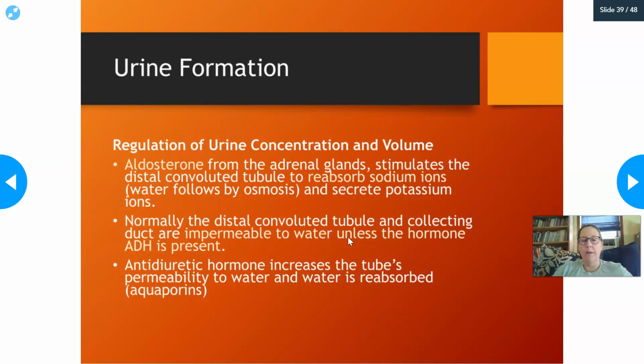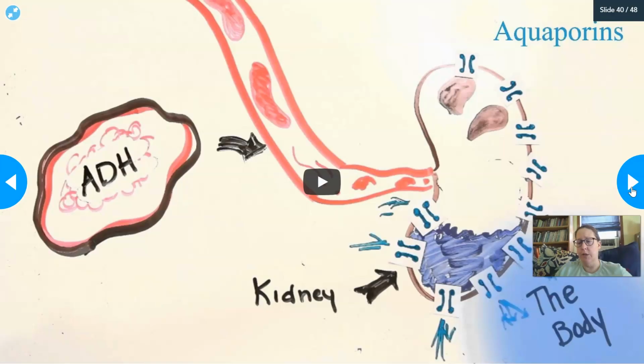So again, antidiuretic hormone moves water only, whereas aldosterone moves sodium, which moves water. Antidiuretic hormone moves water only. Okay, big difference between the two. And they don't come from the same location either.